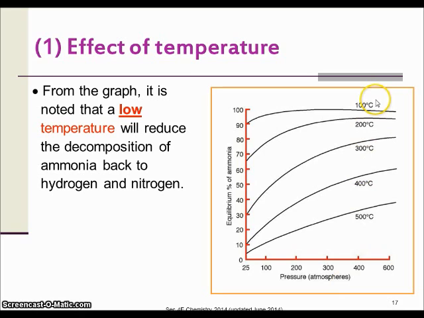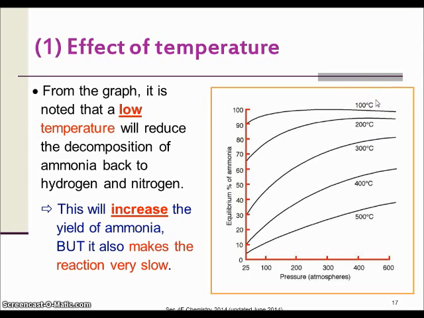From the graph, it is noted that a low temperature will reduce the decomposition of ammonia back to your hydrogen and nitrogen. This will increase the yield of your ammonia from the reaction. However, having the reaction take place at a low temperature will make the reaction proceed very slowly.